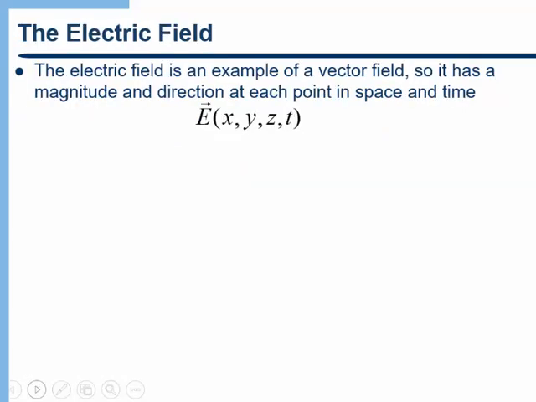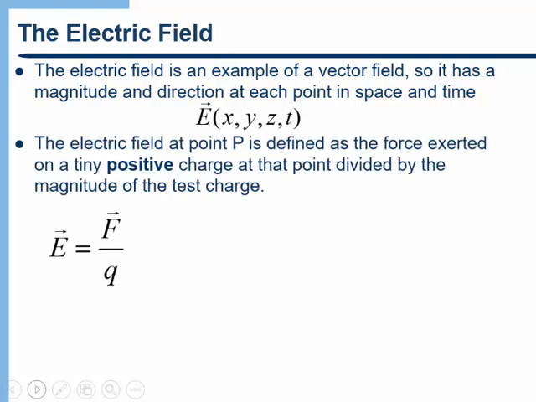Now, the electric field is just one step more complicated than a temperature field because the electric field is an example of a vector field. And so that means in addition to just having a value or magnitude at any point in space, there's also a direction associated with each point in space. So let's see how we define the electric field.